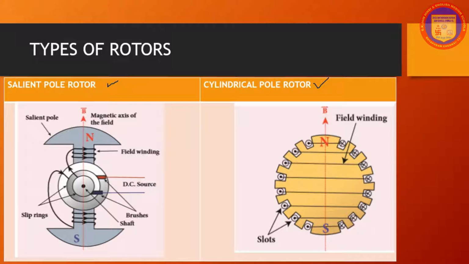The rotor consists of a smooth solid cylinder. The slots are cut on the outer surface of the cylinder along its length. It is suitable for very high speed alternators, which is nothing but the cylindrical pole rotor.